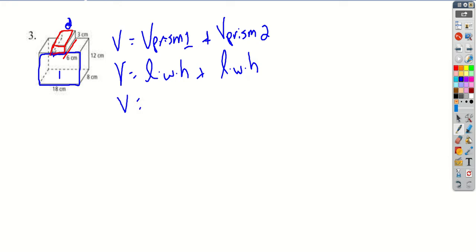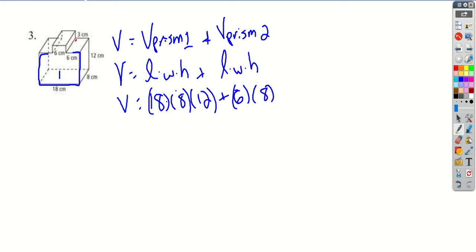And then we're going to plug in. So the length is 18 times the width, which is 8, times the height of 12. That's the large prism. And we're going to add to that the top one. So the length, now I believe that some of my writing is covering up some of this. So the length of it is essentially 6 centimeters, the width going all the way back, which is the same as the other one, is 8, and the height is 3. And so we're going to add that together.